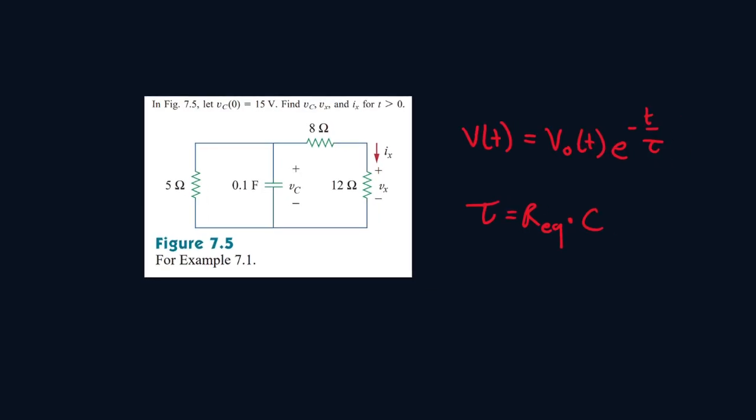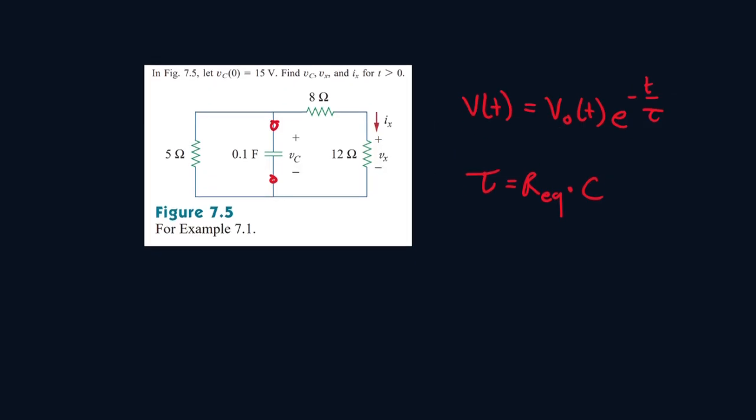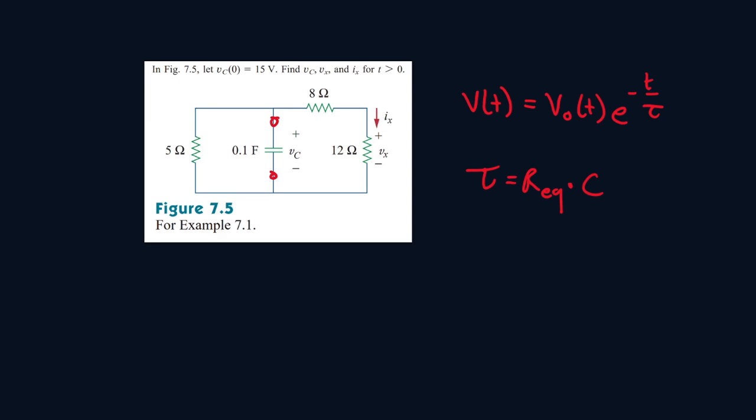Okay. So that means we have to find the resistance equivalent from the capacitor terminal. Between these 2 points, we have to find the resistance equivalent, and then we multiply it by the capacitor, and that will give us our time constant. Then we can use this formula to solve for Vt. So let's start by finding the resistance equivalent. Let's redraw the circuit here.